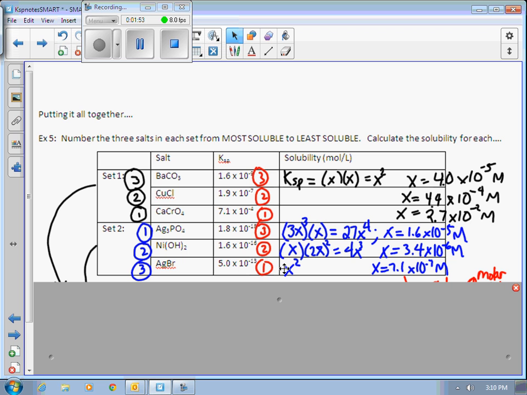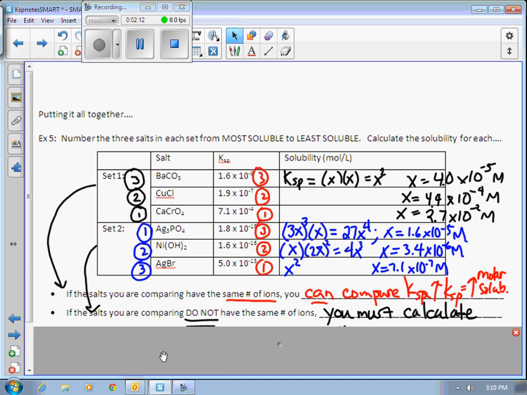Well, do you see the same trend with Ksp? If you look at these numbers, the bottom one actually has the largest Ksp, so you think that one's the most soluble. But just because the cations and anions aren't in the same ratio, it doesn't work out that way. You just have some different things going on with the math.